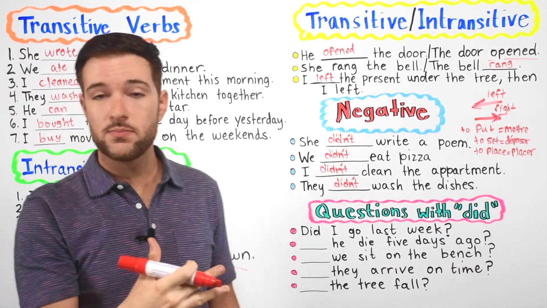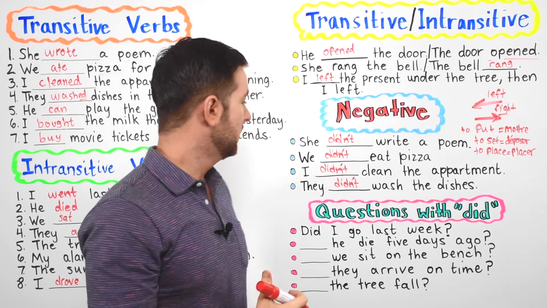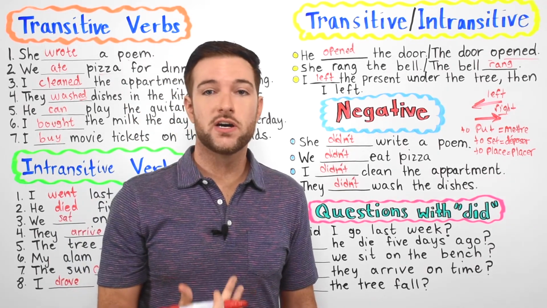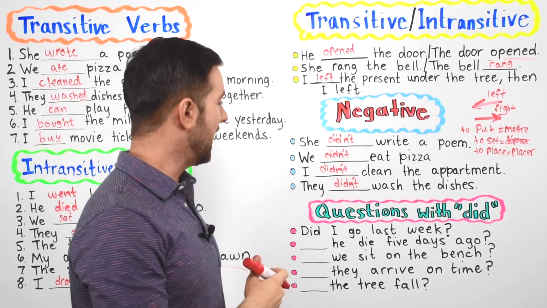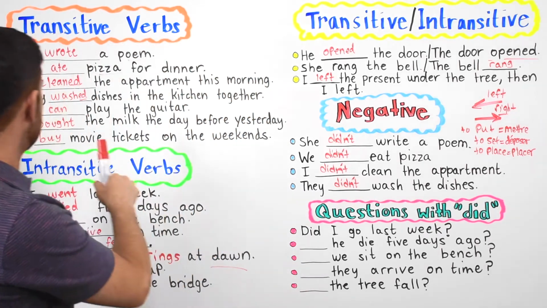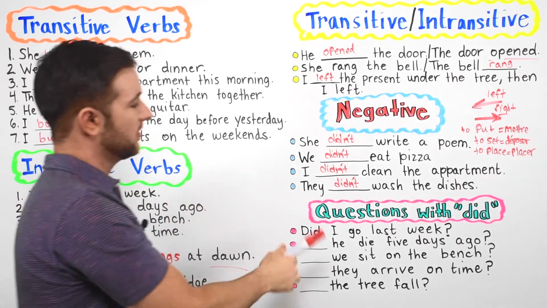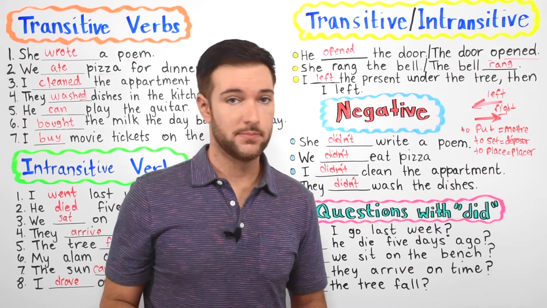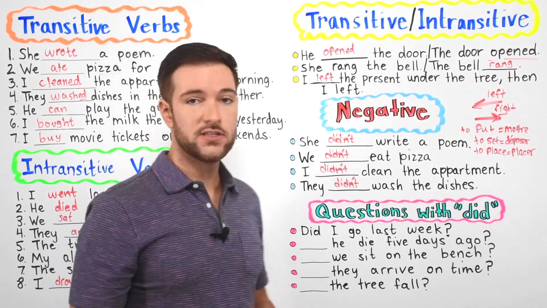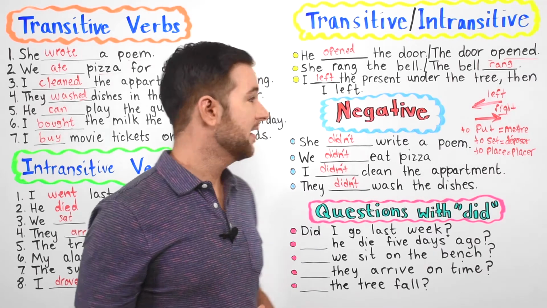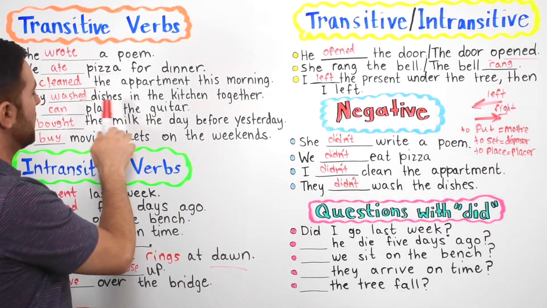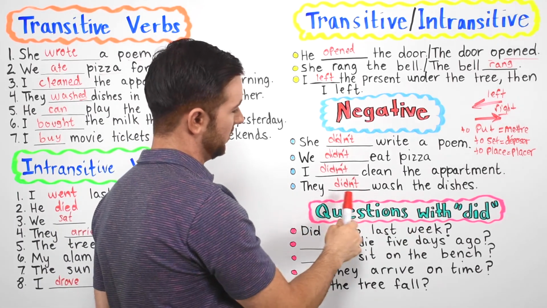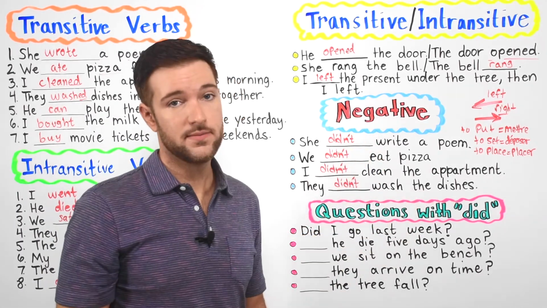Okay, so she didn't write a poem. Elle n'a pas écrit un poème. We didn't eat pizza. On n'a pas mangé de pizza. I didn't clean the apartment. So here you have, I cleaned the apartment this morning, but here you have, I didn't clean the apartment. Okay, je n'ai pas nettoyé l'appartement. And they didn't wash the dishes. Okay, ils n'ont pas lavé la vaisselle. Okay, remember to wash the dishes, laver la vaisselle. Okay, they didn't wash the dishes. Okay, it's negative. All right.